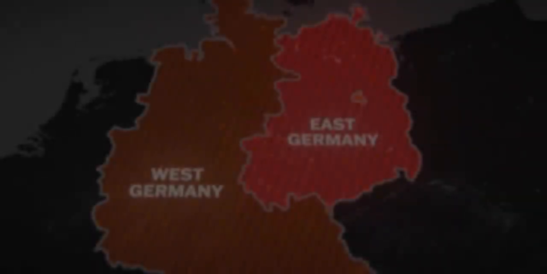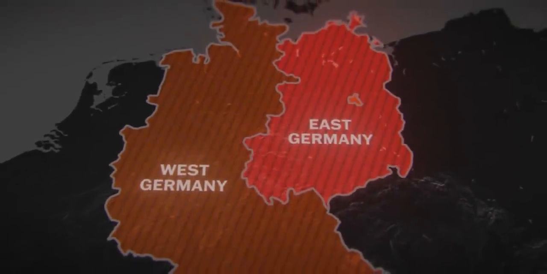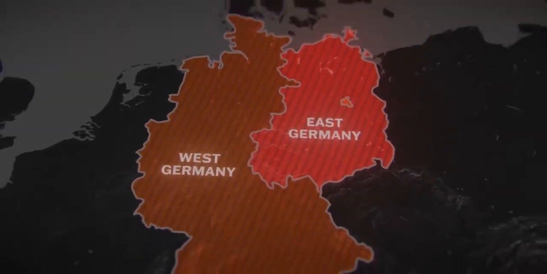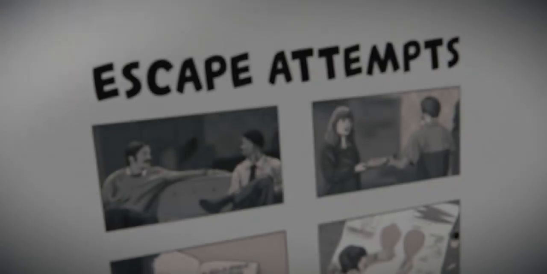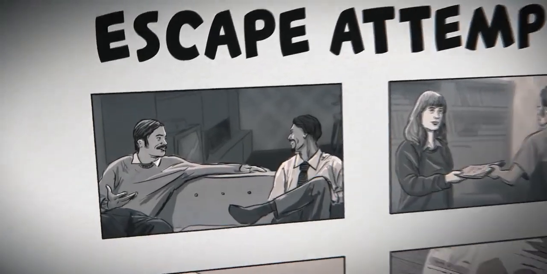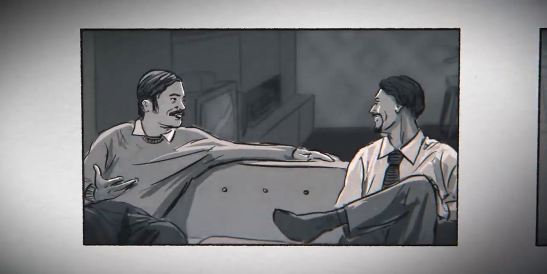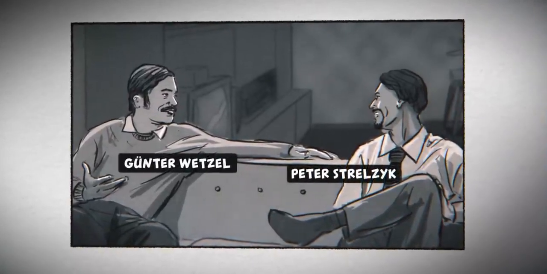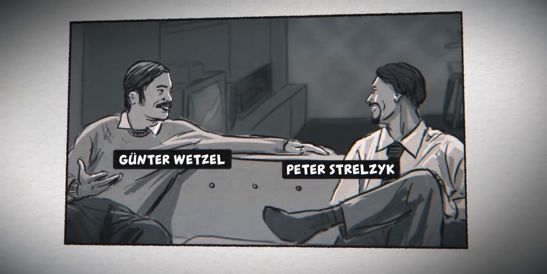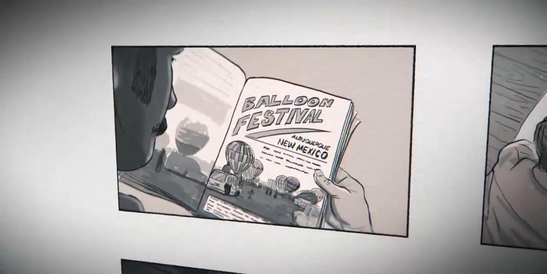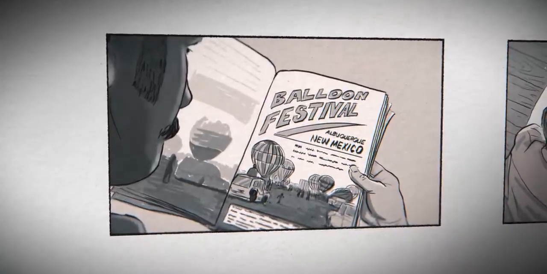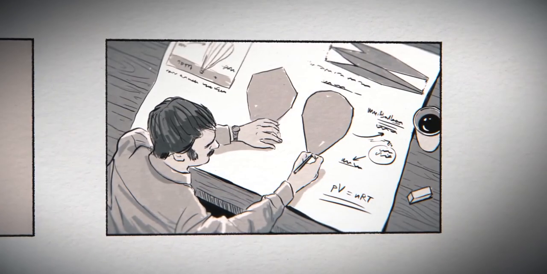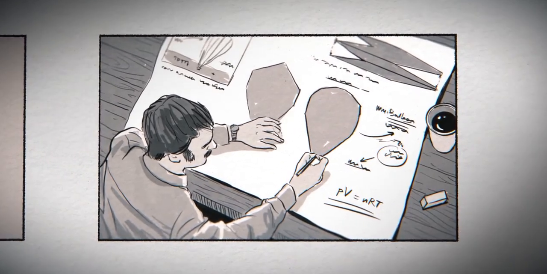But the Berlin Wall was only a small part of the division of Germany. In addition to Berlin, the whole country was also divided into two parts, and some people made daring attempts, risking their lives to try to get to freedom. For example, the two friends Günter Wetzel and Peter Strelzik, who wanted to build a better life for themselves in the West. And after coming across an article about hot air balloons, an insane plan was born. The two decided to build their own homemade hot air balloon to escape across the border.